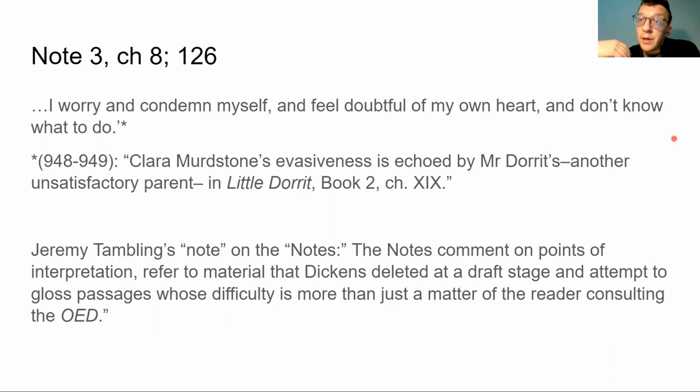He has a brother. He has children that are grown and helpful. He has Amy Dorrit at his side helping out. And also Clara Murdstone is not being evasive. She's being a survivor. So an offhand comment like this, pointing you to another book that it's very likely the reader will not have read or be familiar with, is frustrating in the extreme in how it removes the seriousness of what's happening to a woman in a Dickens novel.